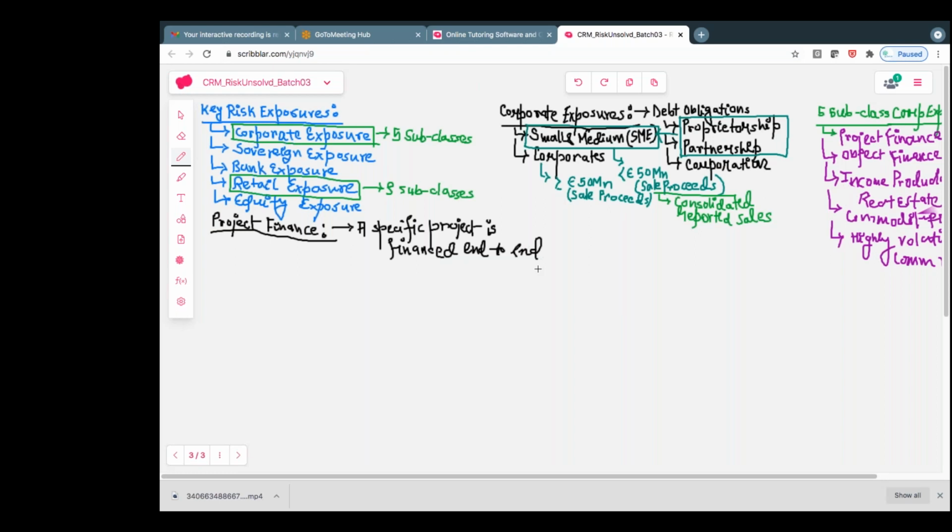So what I do is I say that this project is financed end to end by the lending body, and it is the cash flow generated by the project which will help us capture this characteristic, right? Okay, let us take a pause here today, and let's start afresh with project finance and the sub classification in the next session.